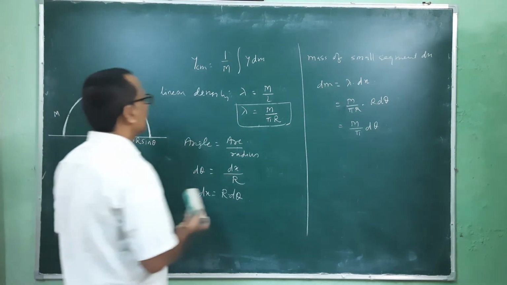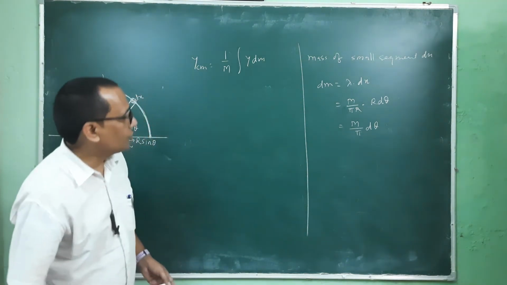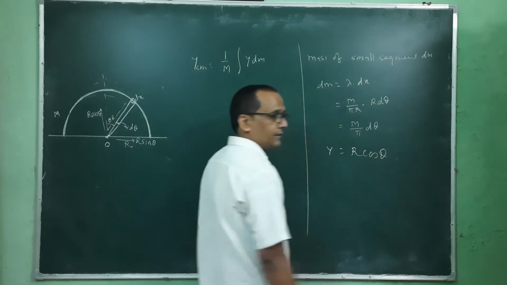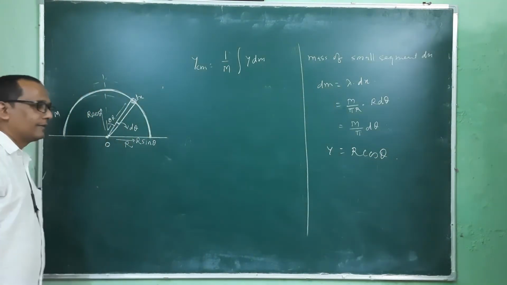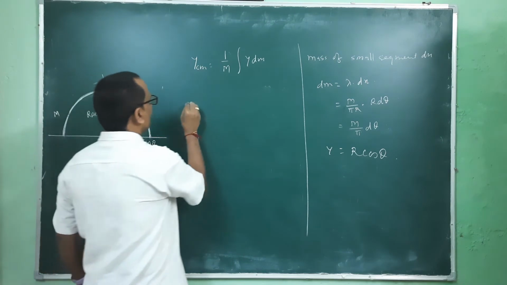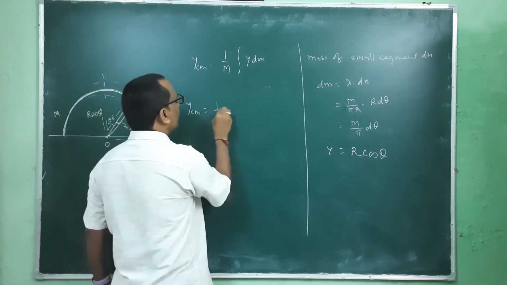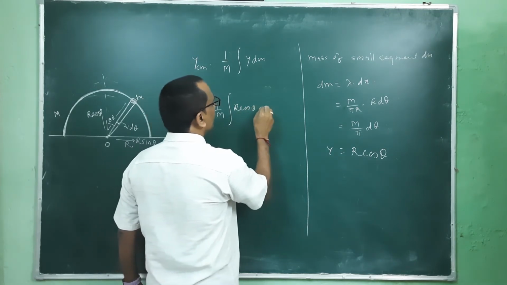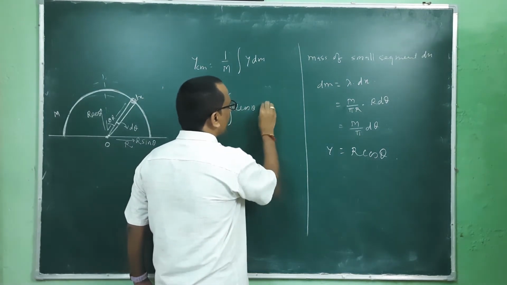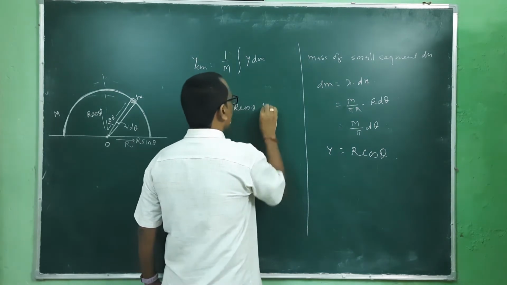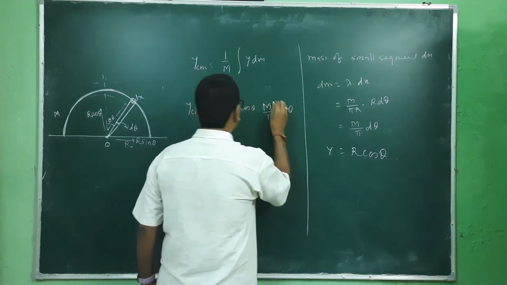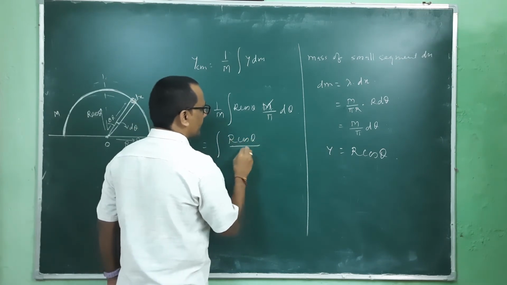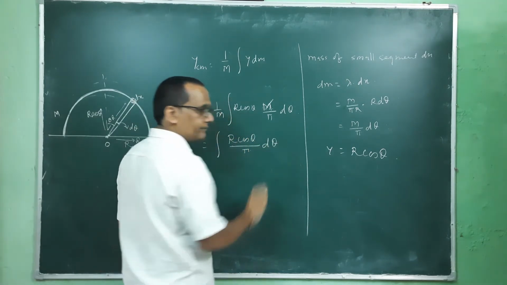So we will have this ycm is equal to, here y is equal to r cos theta, the component of that r along the y axis. So this ycm can be written as equal to 1 upon m integration of r cos theta, and dm is equal to m upon pi d theta. So m can be cancelled, and we have integration of r cos theta by pi multiplied by d theta.